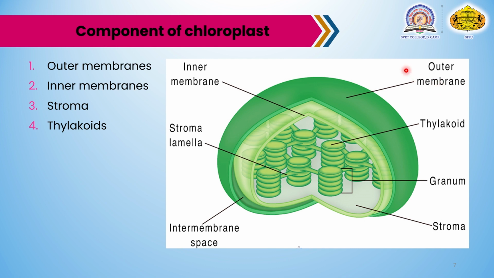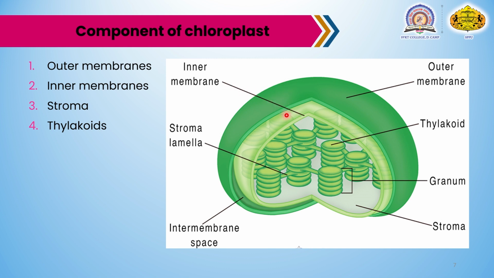Then the second one, the inner membrane. See, this is the inner membrane of the chloroplast. The inner membrane forms a border to the stroma. It regulates the passage of materials in and out of the chloroplast, that means it can exchange materials in and out of the chloroplast, so it regulates the various activity. It can also synthesize fatty acids, lipids and pigments; carotenoids are synthesized in the inner membrane of this chloroplast.